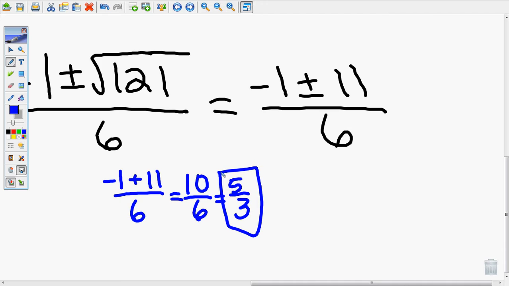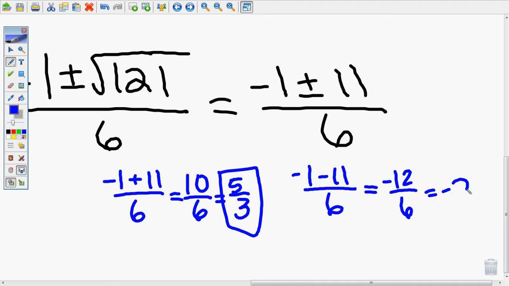Added 1 and did the square root. Okay? So then I'm going to do the minus. Negative 1 minus 11 over 6. What's negative 1 minus 11? Negative 12. And negative 12 divided by 6 is? Negative 2. So my two solutions are 5/3 and negative 2. How do we do?